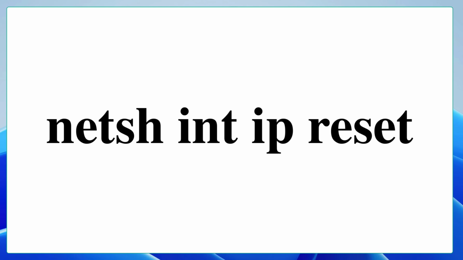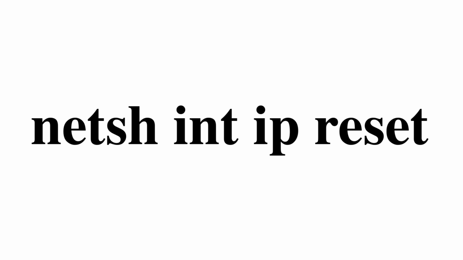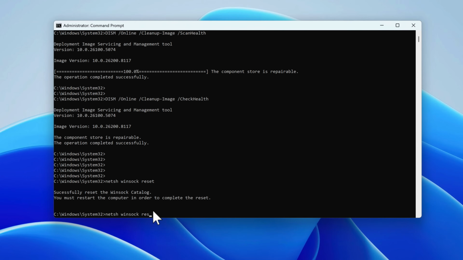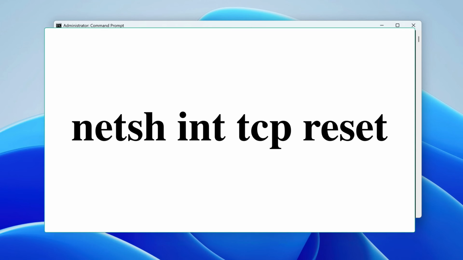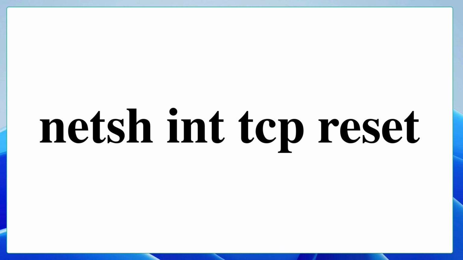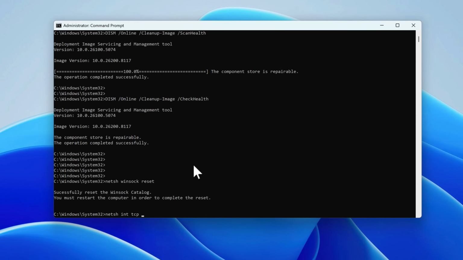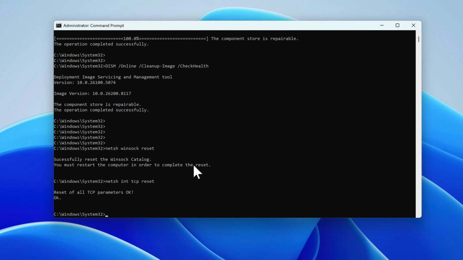netsh int ip reset. This resets the TCP/IP stack to its default state, useful when IP configuration has become corrupted. netsh int tcp reset. This resets TCP connection settings specifically. After running all three, restart your PC. In many cases, this resolves network issues that persisted through driver reinstalls and router reboots.